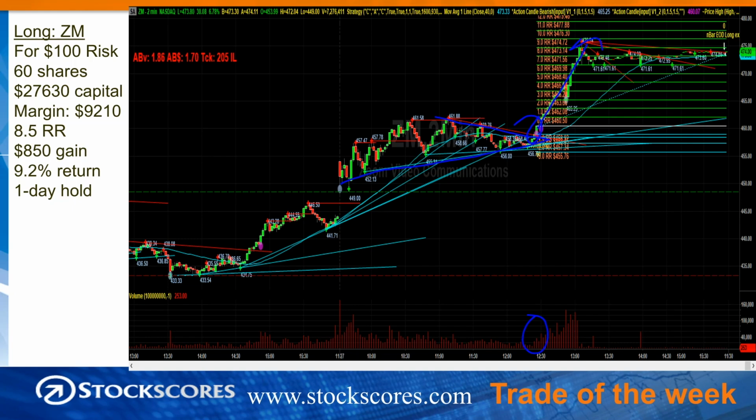More capital intensive. This is a more expensive stock. It takes more capital to trade these. In this particular case, for $100 of risk required 60 shares, which was $27,630 in capital. Margin would be $9,210 with an 8.5 reward for risk ratio. That's an $850 gain, which represents a 9.2% return on the one-day hold.